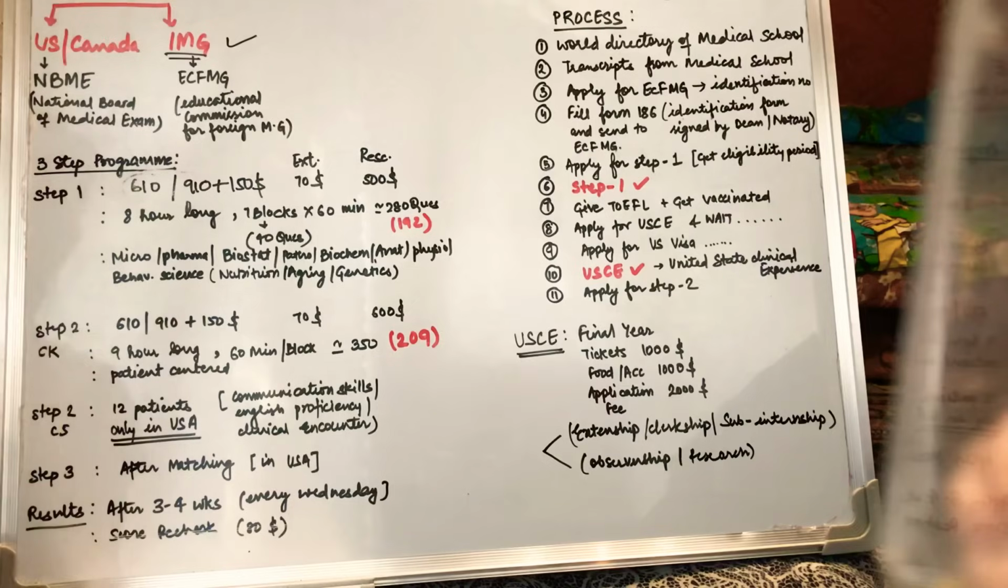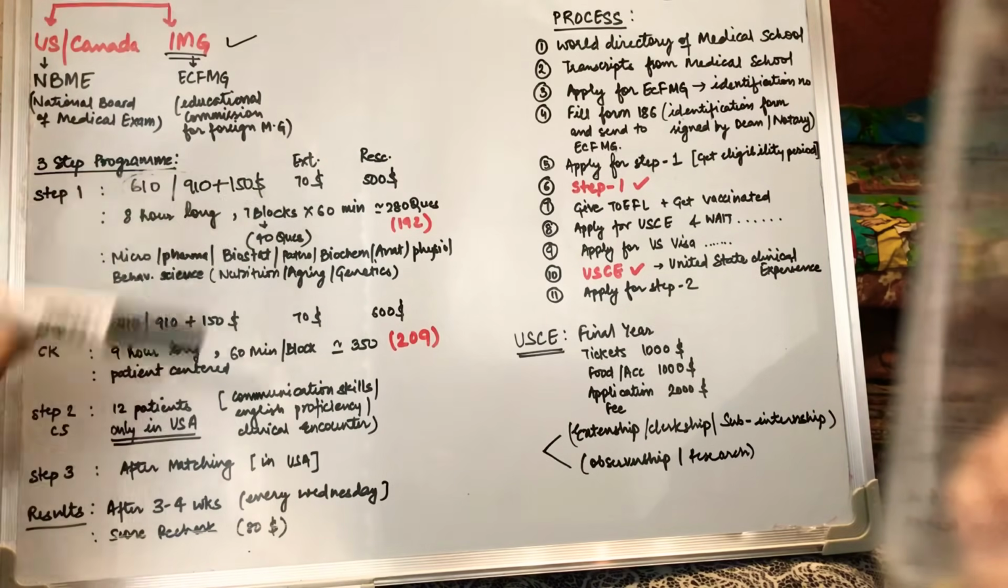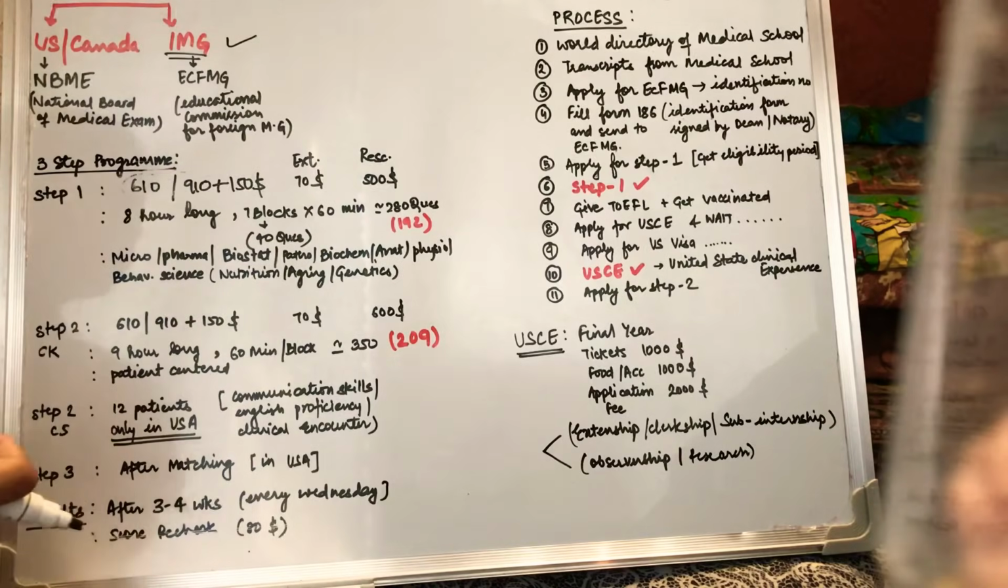Now whenever you apply for step 1, there is an eligibility period of 3 months in which you have to choose one date and you can give the examination. But due to some circumstances, if you have to extend that eligibility period, you'll pay $70. And if those 3 months are over and you could not give that exam, then you have to reschedule the examination. That will be $500.